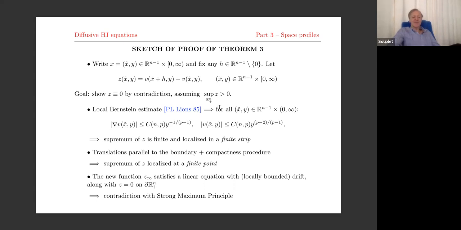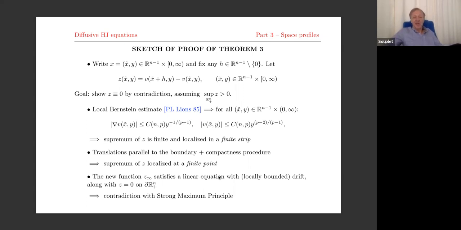And the supremum, if it's positive, has to be localized in a finite strip, because far away from the boundary, the first part of the Bernstein estimate will tell you that z is very small for h fixed. Then you do translations parallel to the boundary, and you use some compactness procedure, again based on Bernstein. This shows that after translating and compactification, the supremum has to be localized actually at a finite point. But so z is actually z infinity. This is the limit after passing to the limit. It's very easy to compute the equation. It's the linear equation with a locally bounded drift, and it's zero on the boundary, but this contradicts the strong maximum principle. That's it. Okay, I skipped some details, but this is basically the idea.